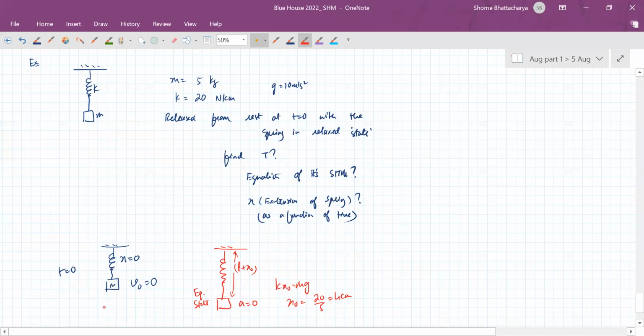So now remember, we should take this as our origin for the SHM parameter. This position should be y equal to 0. So that means initially at t equal to 0, what is the y coordinate of the SHM? It is plus some centimeters because it is above the mean position.